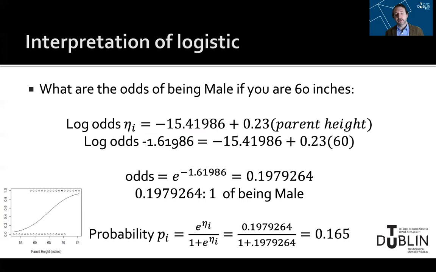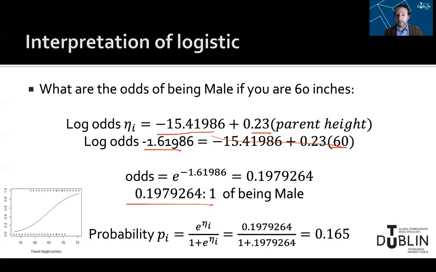What if they're 60 inches? Exact same formula, because this comes from the model fit. You put in 60, you get the log odds of minus 6.19. So that seems bad. E to the minus 6.19 gives us 0.0 something. So this is funny. This is different from normal odds because 0.2 would say 0.2 to 1. But that means it's not in favor of being male. You're more likely to be female.